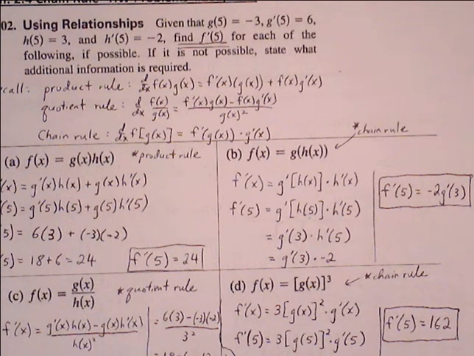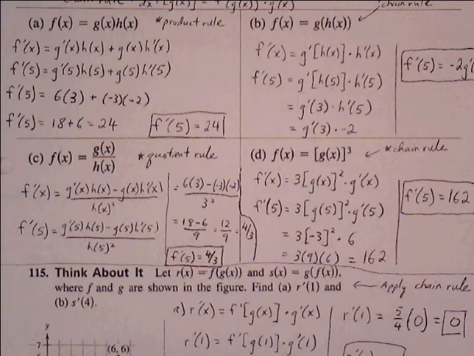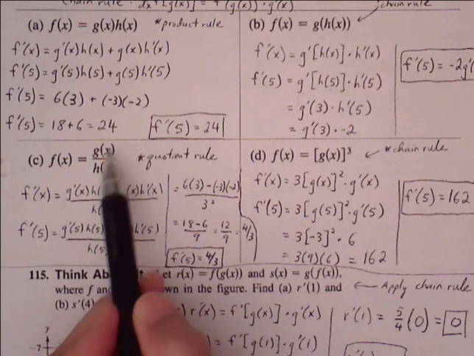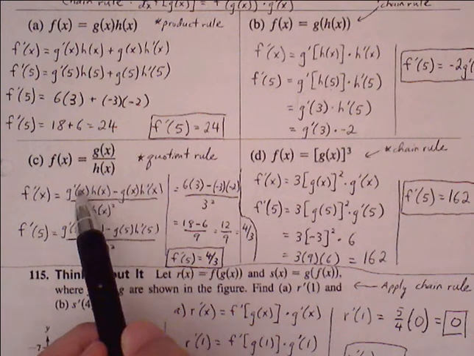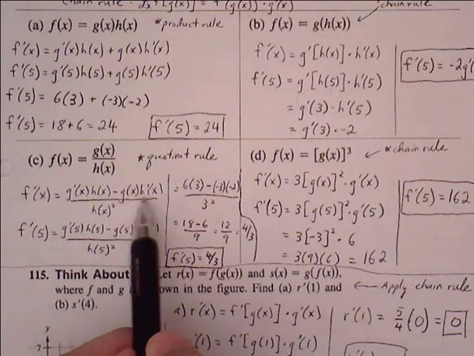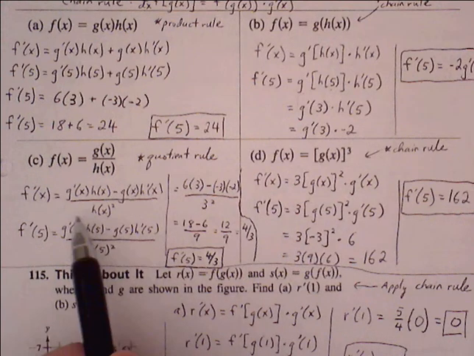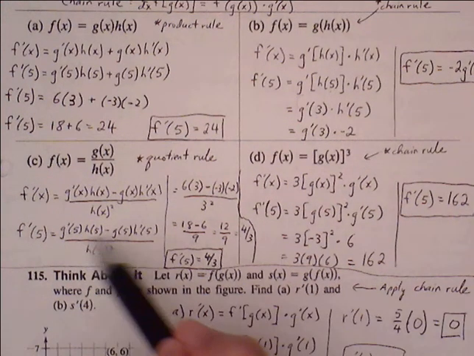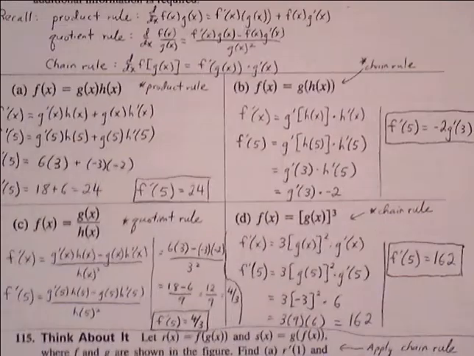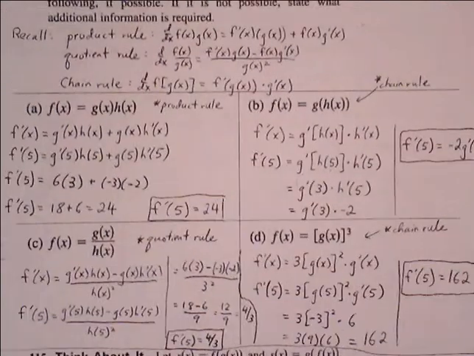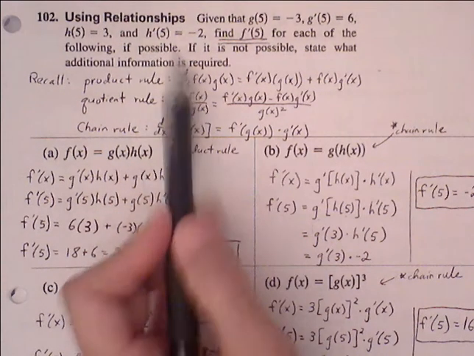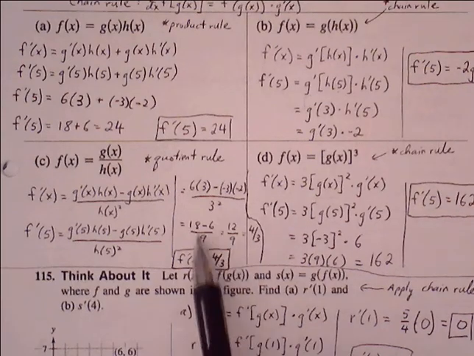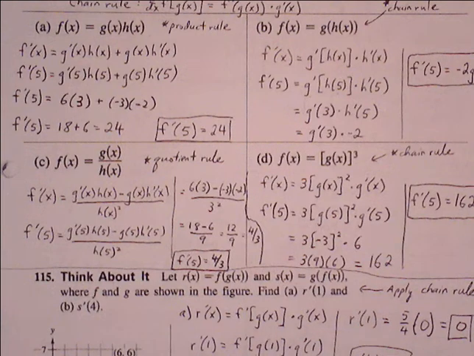Part C, f of x is equal to g of x divided by h of x. So we have to go through quotient rule here: g prime h minus g h prime all over h squared. Replace every x with 5, and then we make our substitutions. Each of the g prime of 5 and h of 5 are given. So we look at our givens, make all of our substitutions, combine like terms, and we get 4/3.